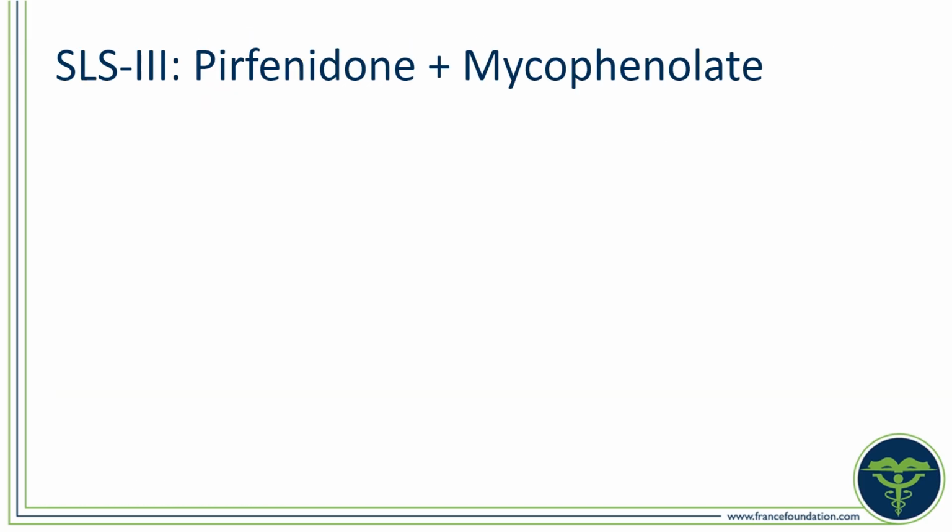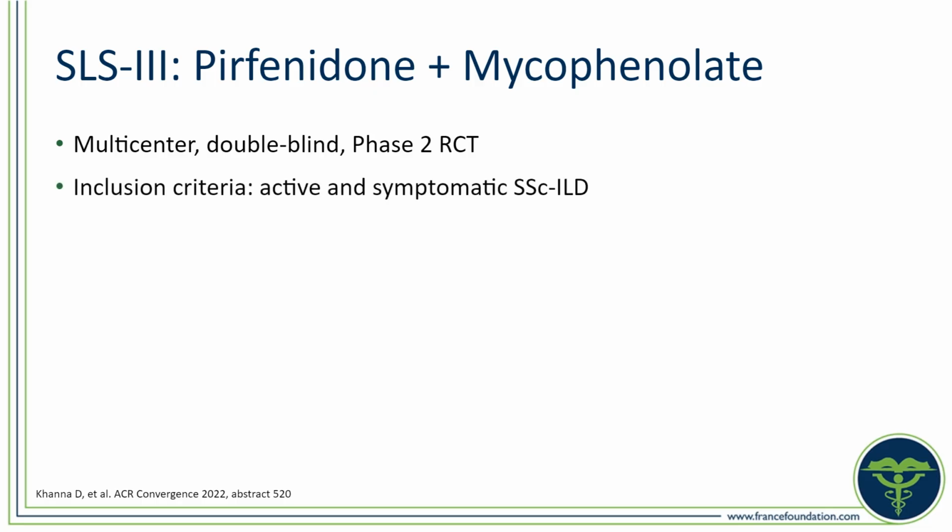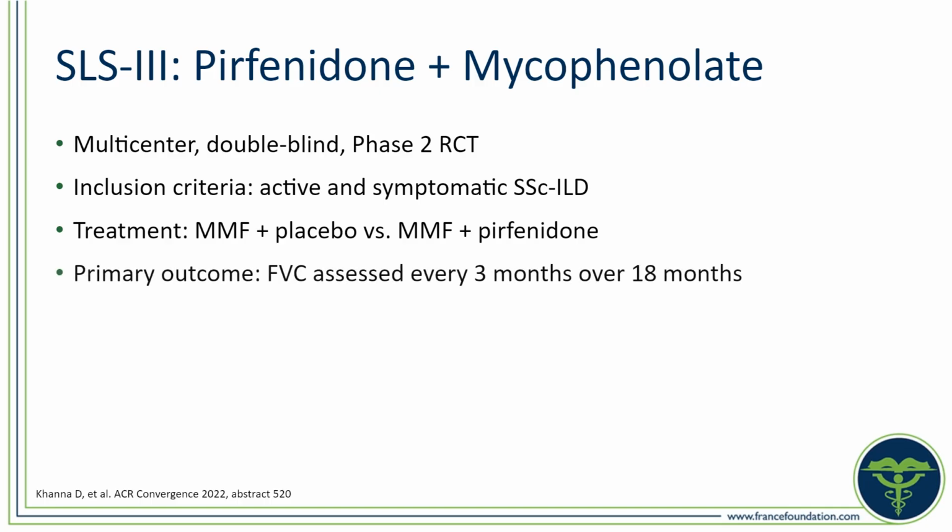Now, there was a lot of excitement about SLS3 coming out comparing pirfenidone and mycophenolate. This trial took place during the pandemic, and it was a multi-center double-blind phase 2 randomized controlled trial. The inclusion criteria here included active and symptomatic SSc-ILD. The treatment arms included mycophenolate and placebo compared to mycophenolate and pirfenidone. And the primary outcome was a forced vital capacity assessed every 3 months over 18 months.